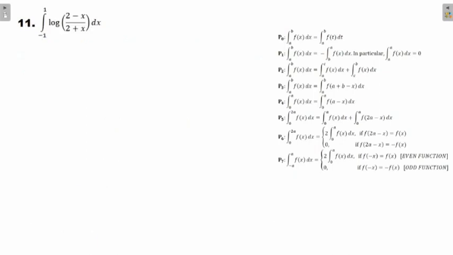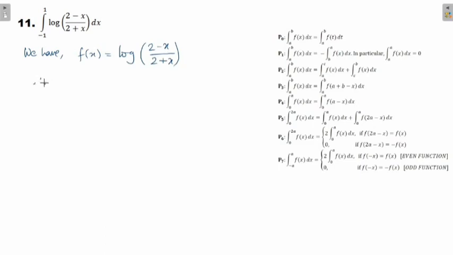Let's have this particular question. So again, the interval from minus a to a is given. In this case we have the function f(x) equals log of (2 minus x) divided by (2 plus x). Now let's substitute the value of x by minus x.